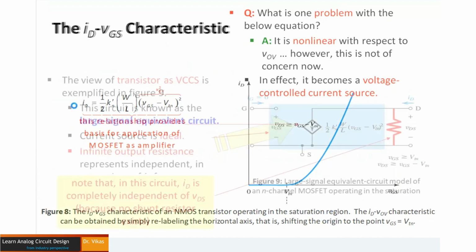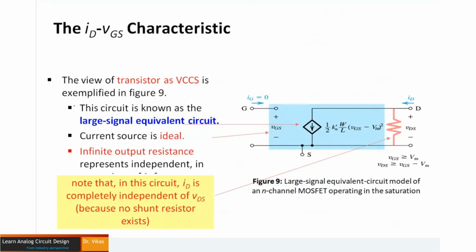Fine. Now I just want to say that till now I talked with respect to VDS versus ID, where the graph was having a small incremental rise.